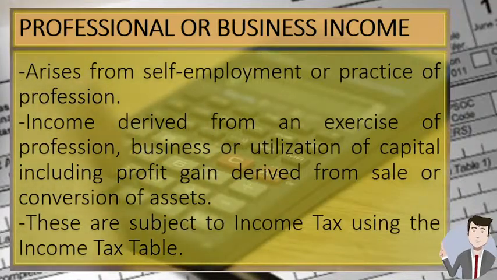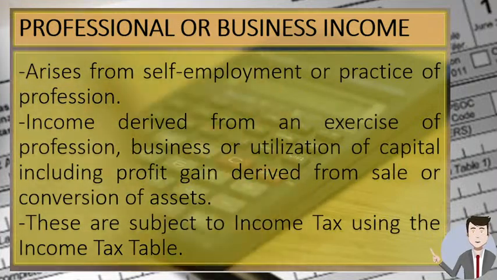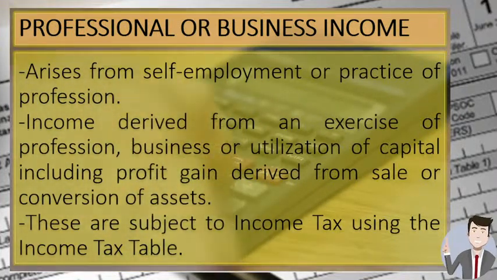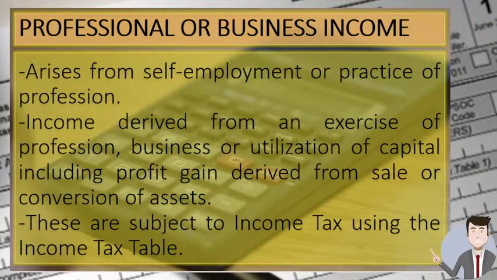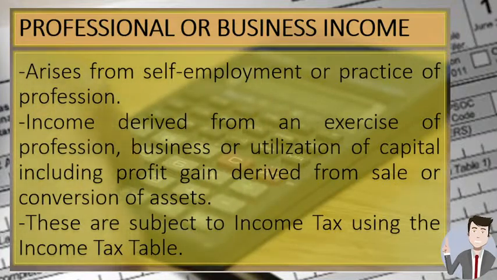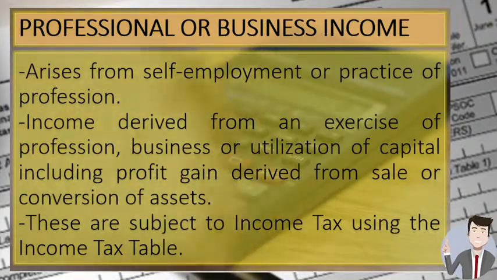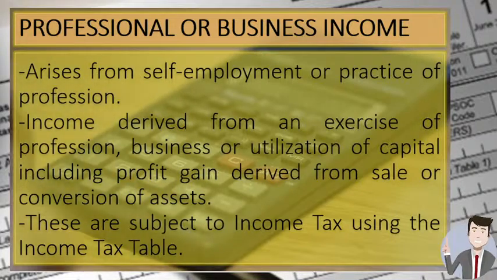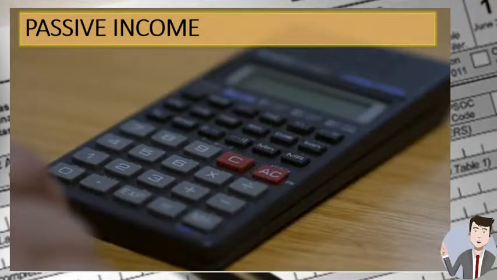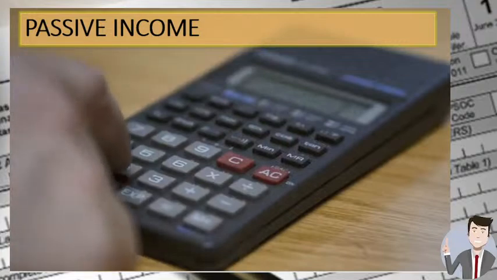And it will also be subjected to what we call business tax, either VAT or percentage tax. If the gross receipts of that taxpayer earning professional or business income reach the VAT threshold, which is 3 million, it will be VATable. If not, that individual will only pay 3% percentage tax, or any other percentage provided by the code or the law. Next, we have your passive income.